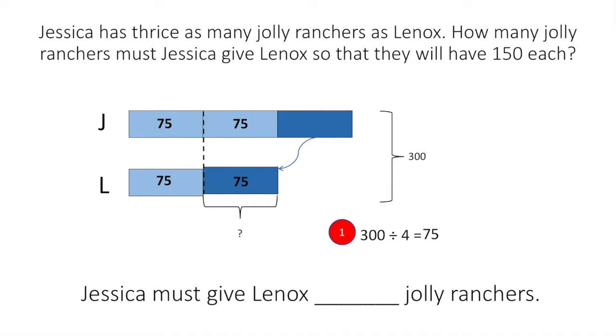So now I only need to find 1 unit, so I've found my question mark. I found what I was searching for. 75 Jolly Ranchers would be given to Lennox. And now I can fill that into my sentence as well.